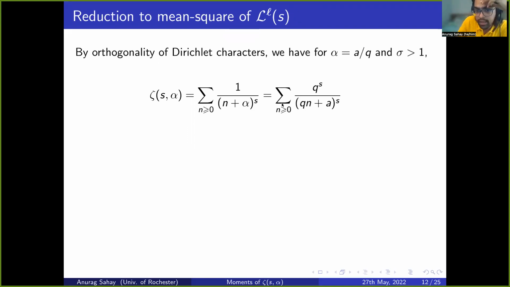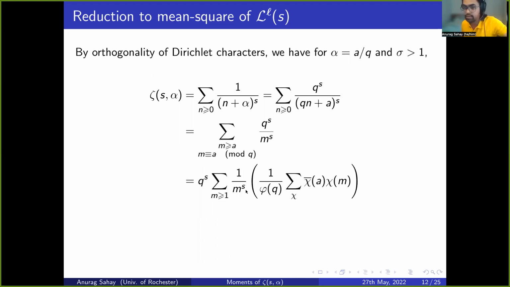Now, this thing is essentially a sum over an arithmetic progression. A plus NQ, as n varies, is a sum over an arithmetic progression. You're summing over all the m's congruent to A mod Q bigger than A. Now, A is co-prime to Q, so you probably see where the Dirichlet functions are coming in. I'm going to use orthogonality of Dirichlet characters to expand this congruence out, and you get this. And now you interchange the sums.